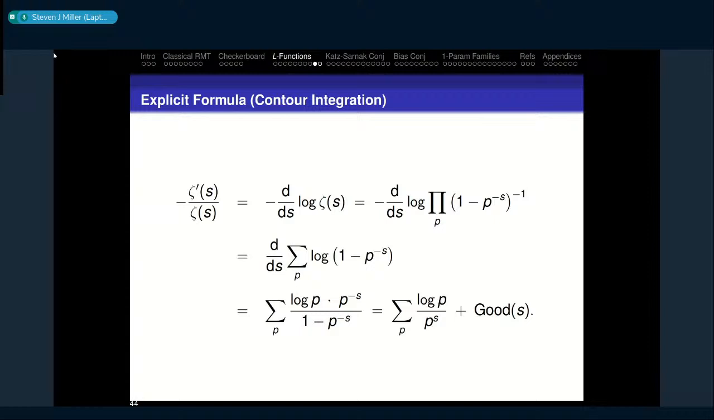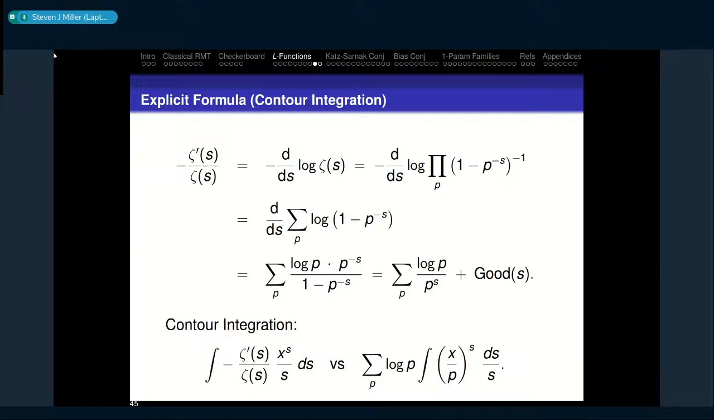But by taking the log of a product and taking the derivative, that's now just the derivative of the sum of the logs. We expand the denominator using the geometric series formula, and as long as the real part of s is sufficiently large, this can all be justified, and the remaining piece is an easily understood piece. The main chunk comes from the first term in expanding the geometric series. And now we do our contour integral. We integrate over, say, the real part of s equals 2, and then we shift the contour, and as we shift the contour, we get a contribution every time we pass a zero or a pole.